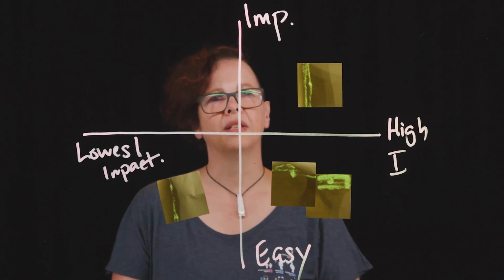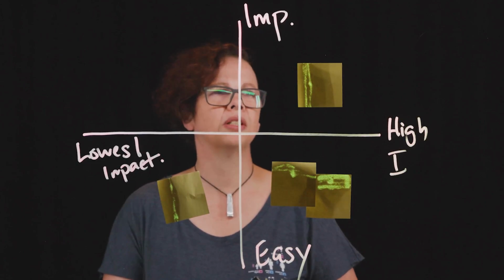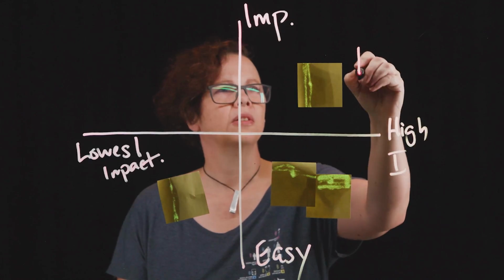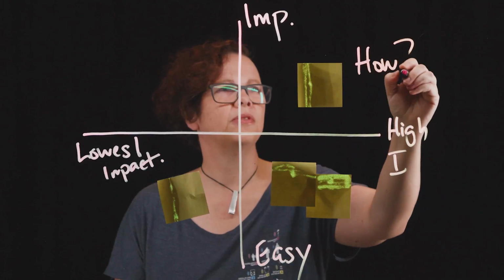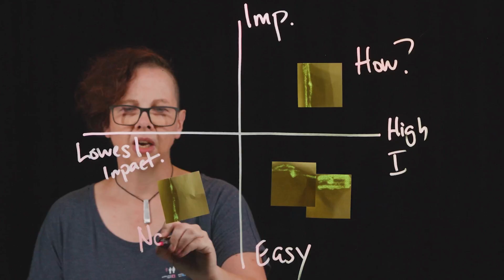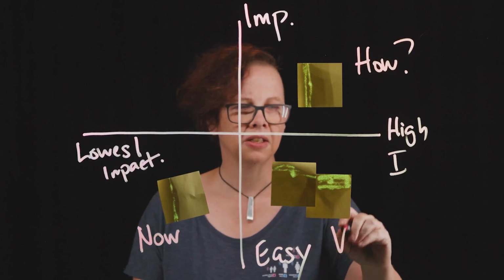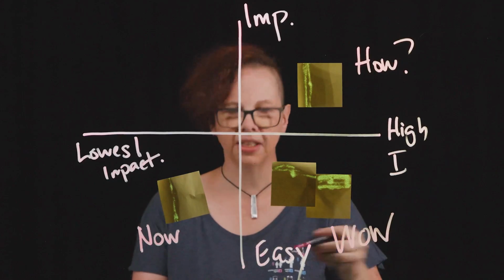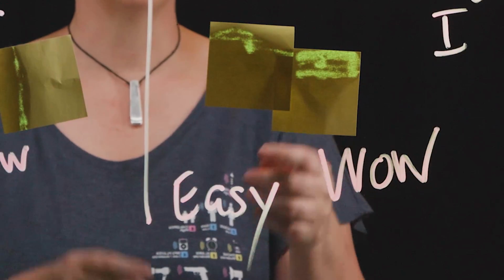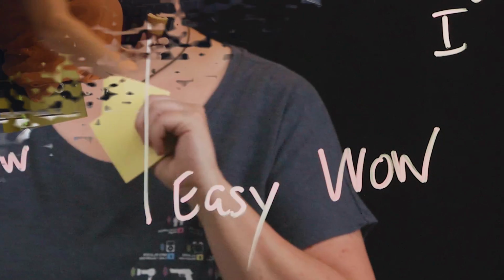The 2x2 matrix is sometimes called the how, wow, and now matrix. Ideas that are impossible but high impact, you label them how for future development. Lowest impact and easy, do them now, but they're not going to be that spectacular. But high impact and easy is our wow corner. And these are the ideas we want to focus on. And say you've got 2 or 3 ideas in your wow quadrant. That's plenty to take into prototyping.